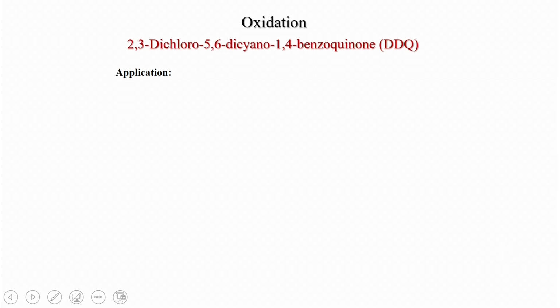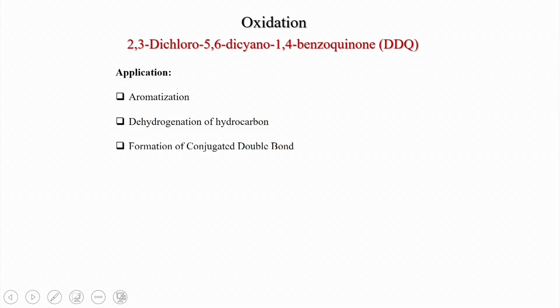This application is applied in many reactions. One of them is aromatization. If you have a dihydroaromatic compound, then you can put DDQ, it will aromatize. Dehydrogenation of hydrocarbon, sometimes hydrocarbon has been dehydrogenated to get a double bond. Formation of conjugated double bond, that we will see, alpha beta unsaturated carbonyl compound you can generate. Also a double bond conjugated with aromatic system you can generate. Benzylic oxidation, we will discuss that benzylic CH can be oxidized to ketone.